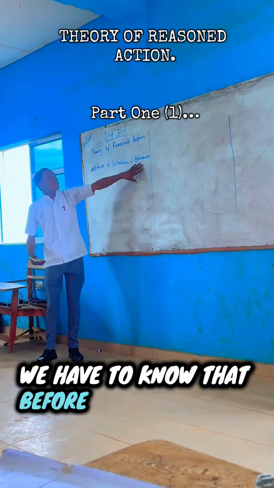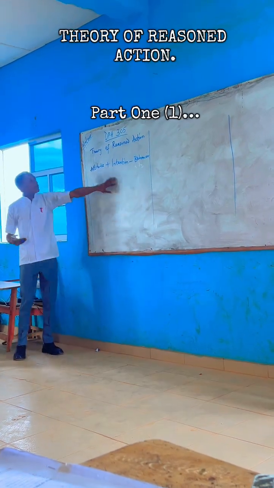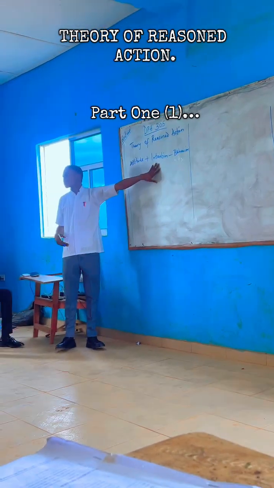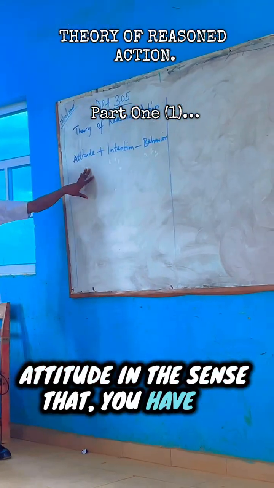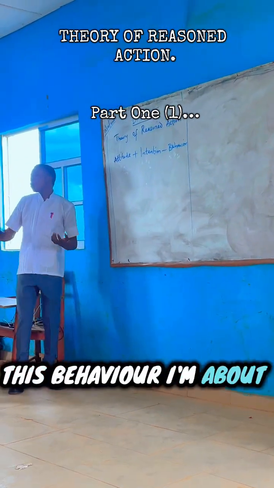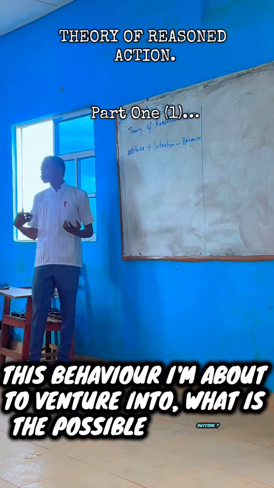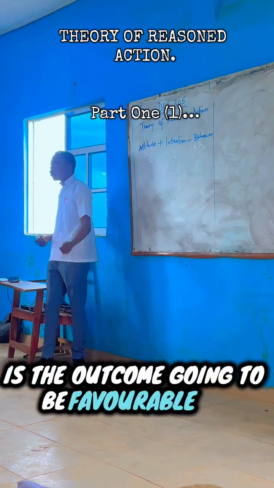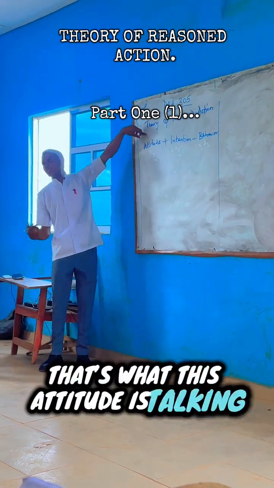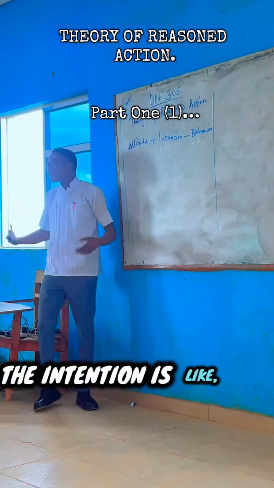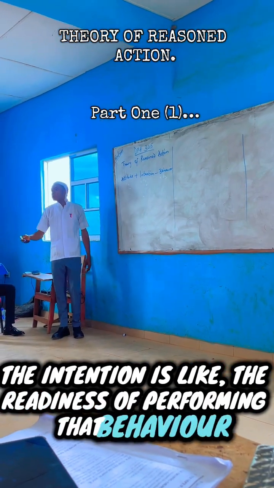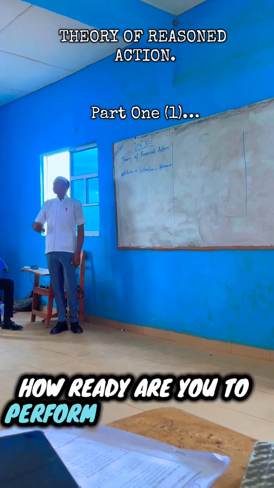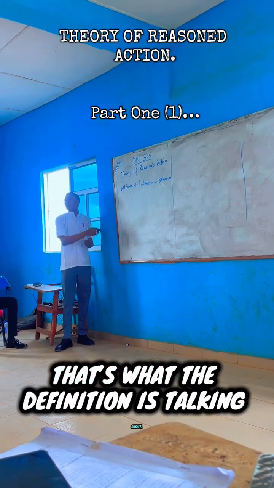You have to know that before a behavior will be executed, attitude and intention have to take place. Attitude in the sense that you have to evaluate this behavior I'm about to enter into. What is the possible outcome? Is the outcome going to be positive or negative? Is the outcome going to be favorable or unfavorable? That's what attitude is talking about. And the intention is like the readiness of performing that behavior. How ready are you to perform that behavior? That's what my definition is talking about.